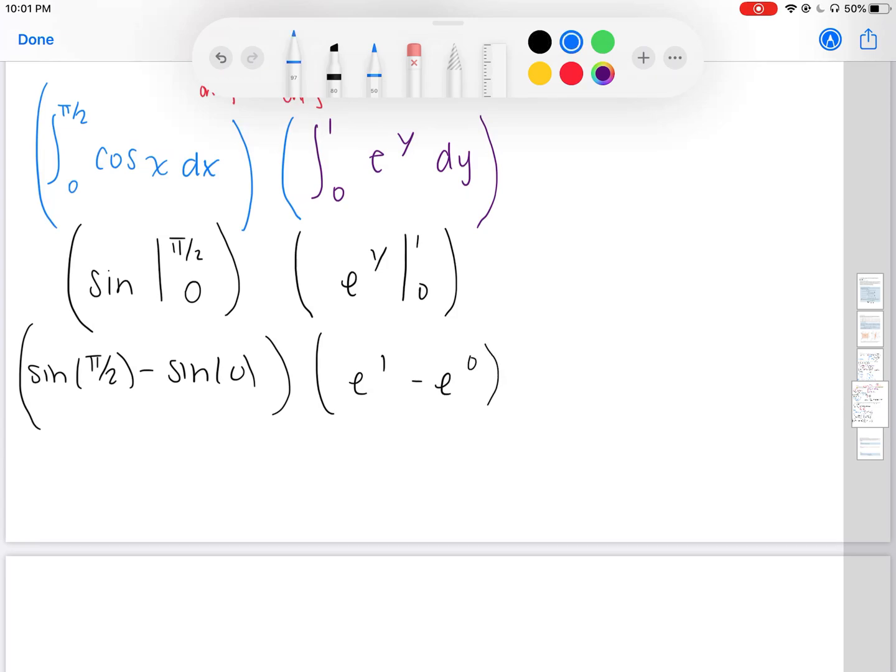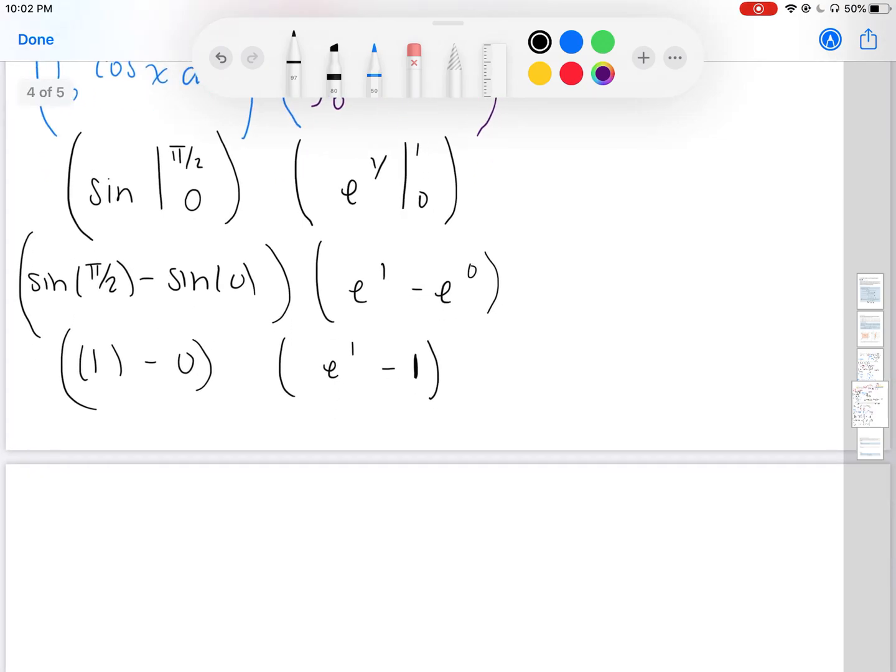All right, let's finish this off. So sine at pi over 2 is 1, sine at 0 is 0, and then e to the first power is just e to the first power. E to the 0 power: anything to the 0 power, except 0, is 1. So we're left with 1 minus 0, which is 1, times e to the first power minus 1. So we're just left with e to the first power minus 1.